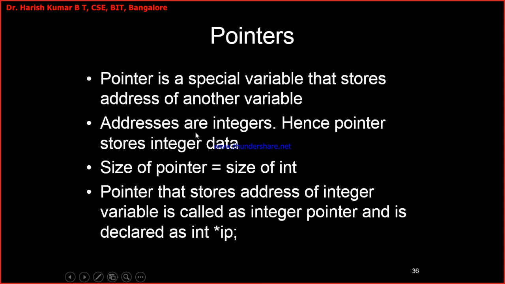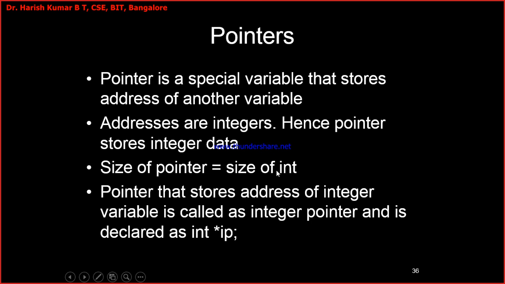One important thing here is that the pointer stores the address of another variable, and addresses are by default integers. You cannot have a floating point address. Hence, a pointer stores an integer. Say for example, if I say int star a, no doubt it is an integer pointer, and it stores the address of another integer variable. But what is that value? The address is integer data. The size of the pointer is always equal to the size of the integer, because all addresses are integers.